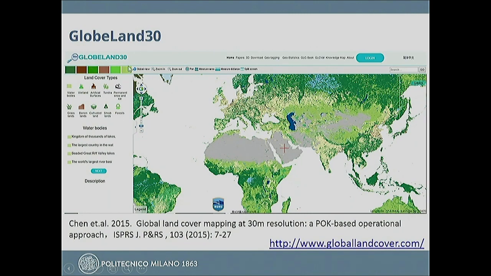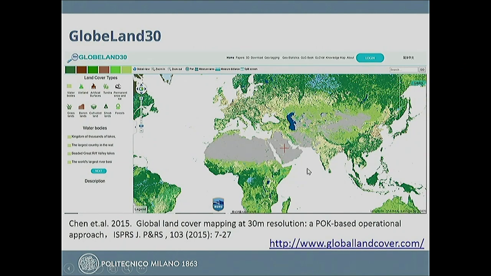There is a website where you can obtain many pieces of information about this global map that I repeat, is a map of 30 meters of resolution for all the world, and those are the 10 categories that are considered for this map. And if you want to have more pieces of information about how the map was produced, starting from satellite imagery mainly, you can download this paper and read everything about the production of the map.